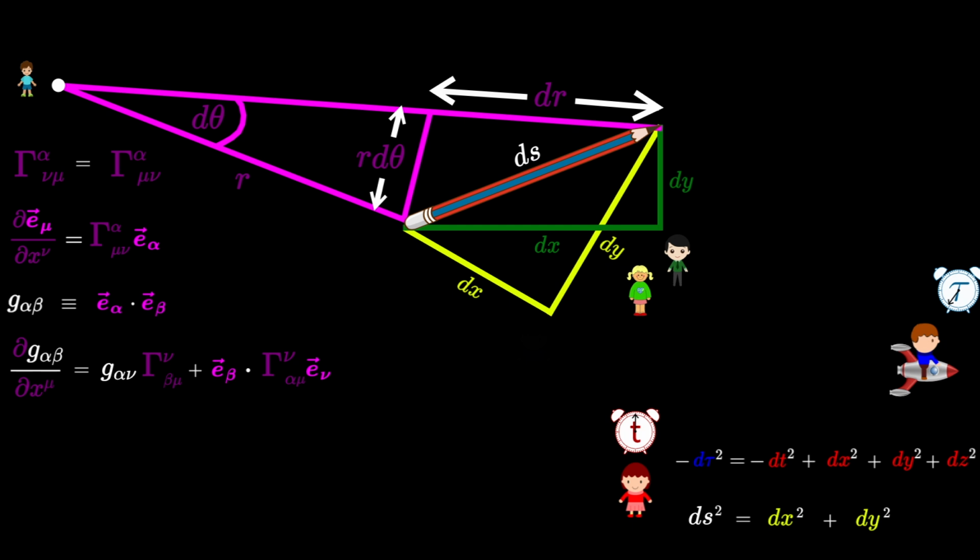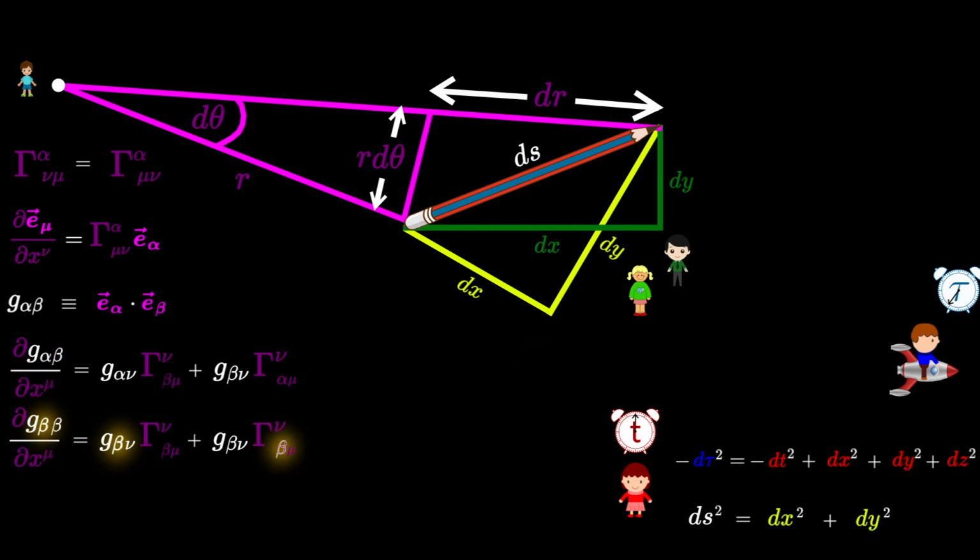Now let's move the e nu basis vector in front and recognize the dot product of the two basis vectors as g beta nu from the definition of the metric tensor. Our goal now is to solve for the Christoffel symbol. We will do this by making two new equations by permuting the indices alpha, beta, and mu. If alpha is changed to beta, beta changed to mu, and mu changed to alpha, we arrive at this equation.